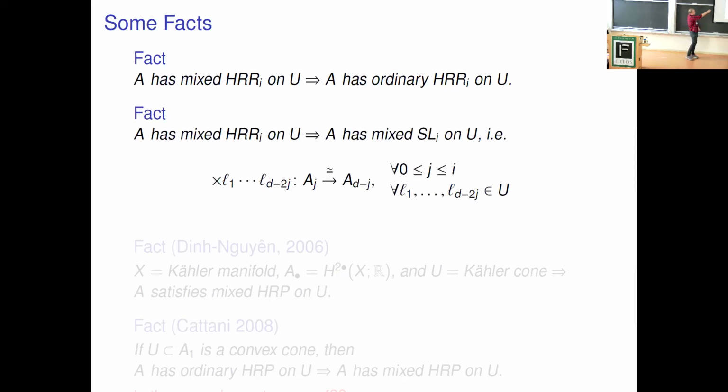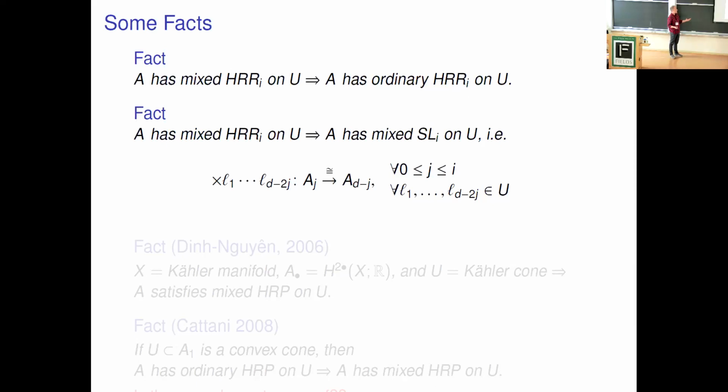You can also say that mixed Hodge-Riemann on U implies something I'll call mixed strong Lefschetz on U, meaning that instead of multiplying by L to the d minus 2i, you're multiplying by the product of linear forms. And that's giving you isomorphisms. And when I say SL in degree i, I'll always mean up to degree i instead of just in degree i. I think when some people say it, they mean the former, but I mean the latter.